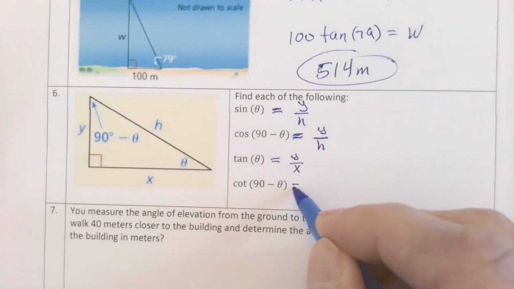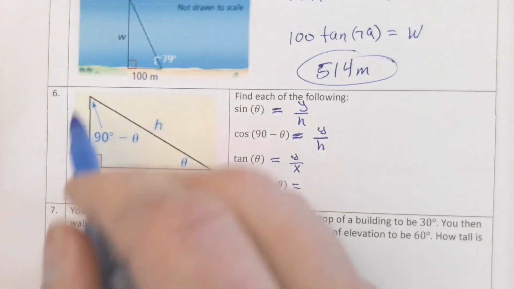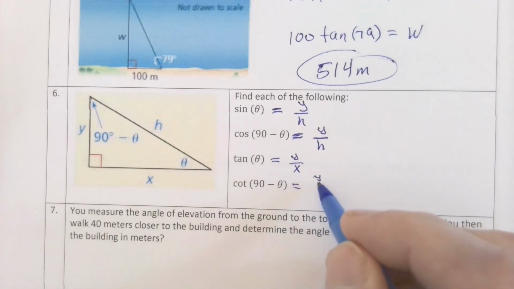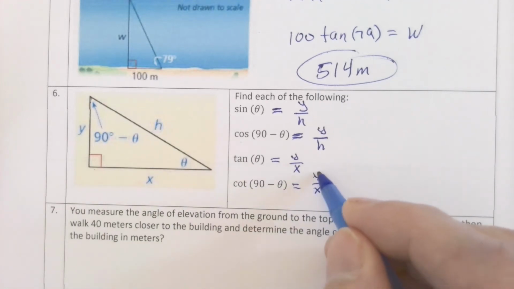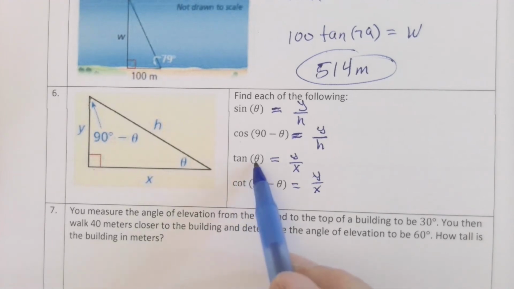And then what about the cotangent of 90 minus theta? Well, cotangent is adjacent over opposite, so you get y over x again. And once again, that's not an accident. They're supposed to come out the same, because the cotangent of the complement of an angle has to equal the tangent of that angle.